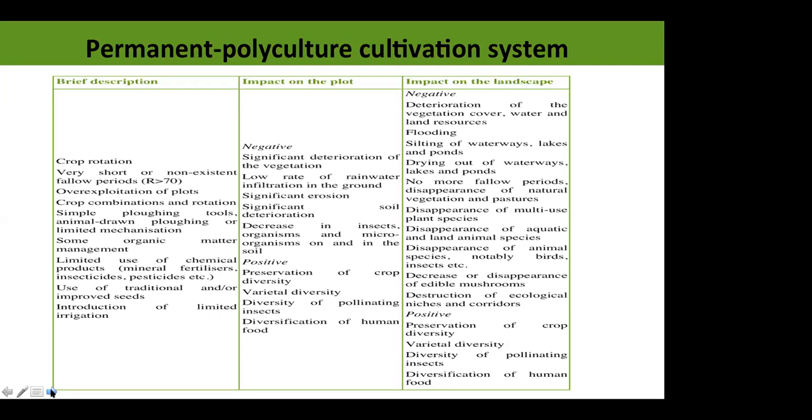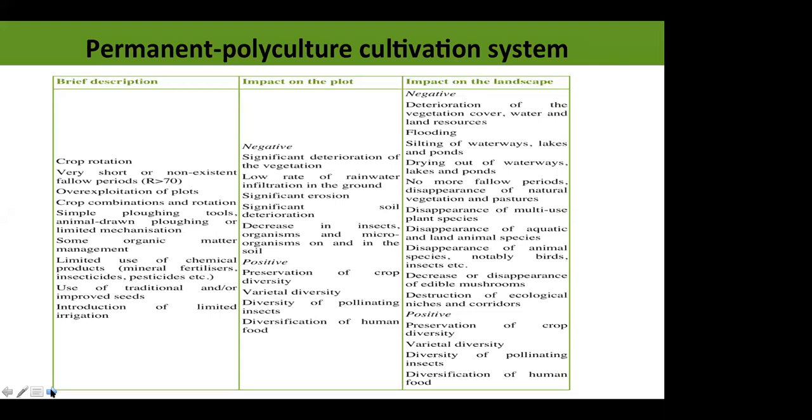So what are the impacts on the plots when you look at a plot, what are the impacts of this system and the descriptions that we have given? The negative impacts are significant deterioration of the vegetation, because now the fallow period is very low, or there is no fallow period again, and you are over exploiting the plot. Then there's low rates of rainwater infiltration in the ground, because now you have started using mechanization. You have increased your mechanization. You started increasing your synthetic products, and then you are also over exploiting the land. So the infiltration of rainwater into the ground is getting low with this system. Then there's significant soil deterioration happening in this system, because now there's mechanization coming in, decrease in insect organisms and microorganisms in the soil. These are the negative impacts that we see on the plot in permanent polyculture cultivation system.